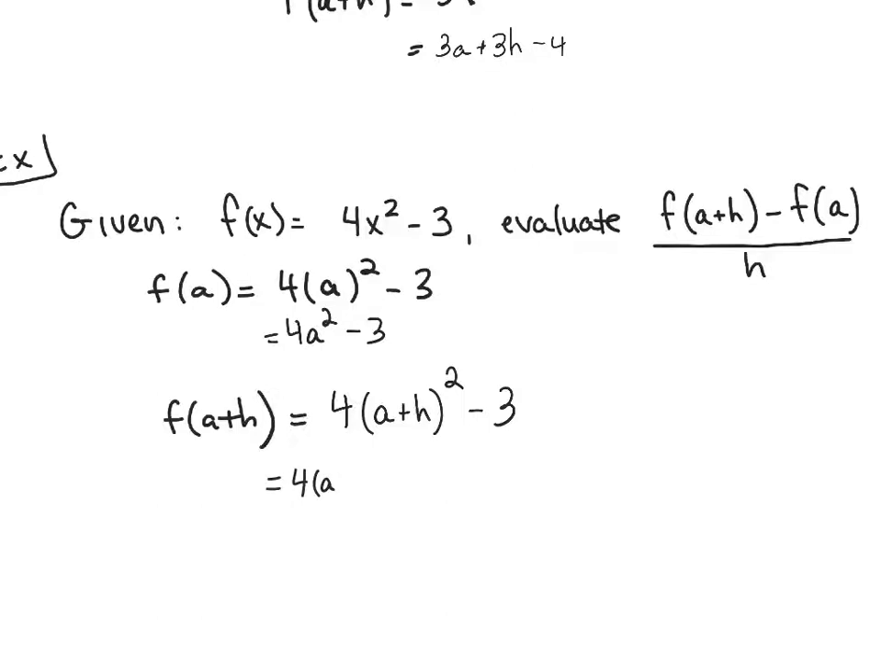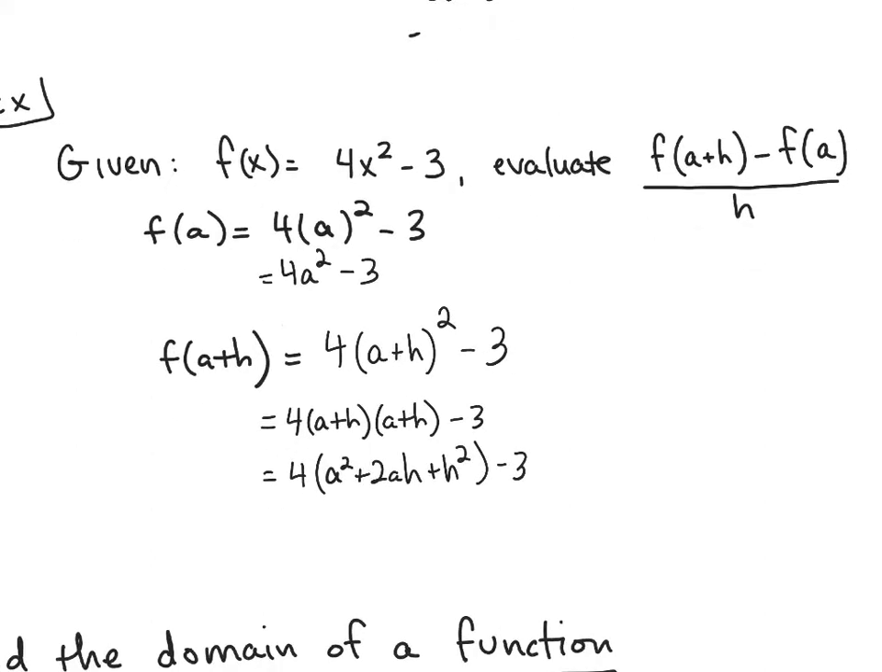And then a plus h to the second power is a plus h multiplied by a plus h. And if you use the distributive property there, you're going to get a squared plus 2ah plus h squared. So we have 4a squared plus 8ah plus 4h squared minus 3.